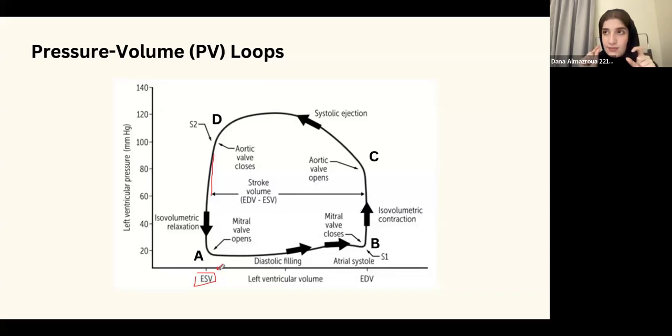If you break down the words, it makes sense. End systolic: after systole, after contraction, the volume that's remaining after that. So that's ESV, or end systolic volume. And we said end diastolic volume is the maximum amount of blood.